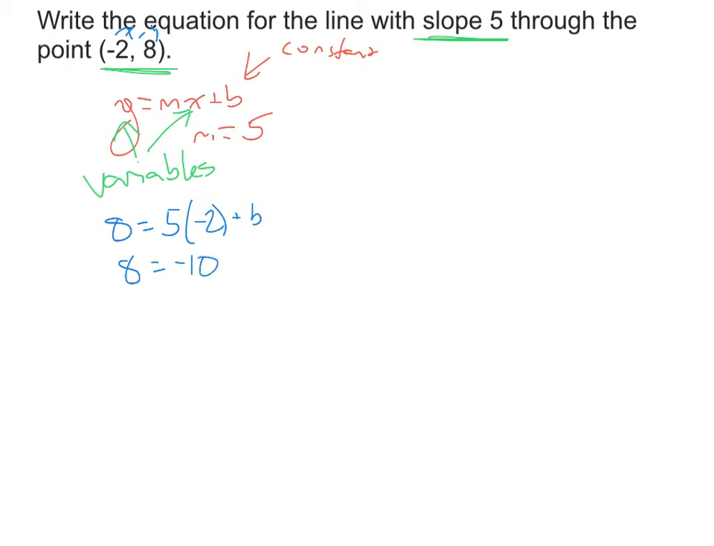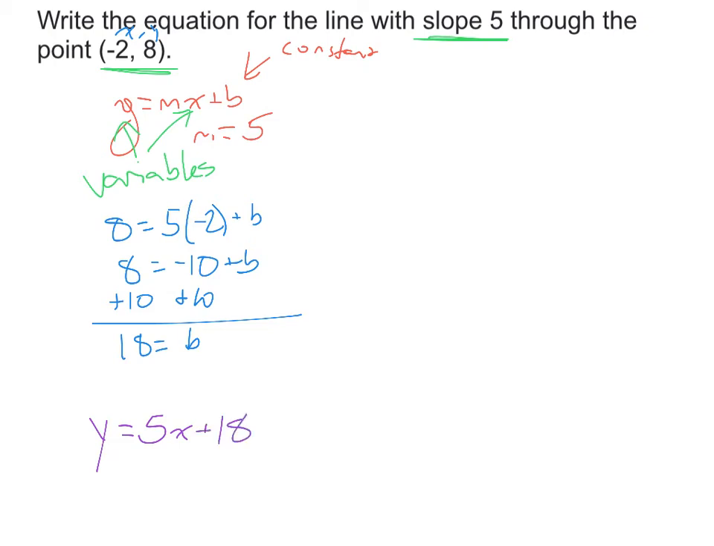So 8 equals negative 10 plus b. We add 10 to both sides. So we get 18 equals b. And so then my equation, what we get to write here, remember y is a variable, it has to stay y. M is a constant, it's going to remain 5 the whole time. X is a variable, it has to have a chance to vary, plus b, which we said was 18, that is a constant and it shall stay. And there we are.